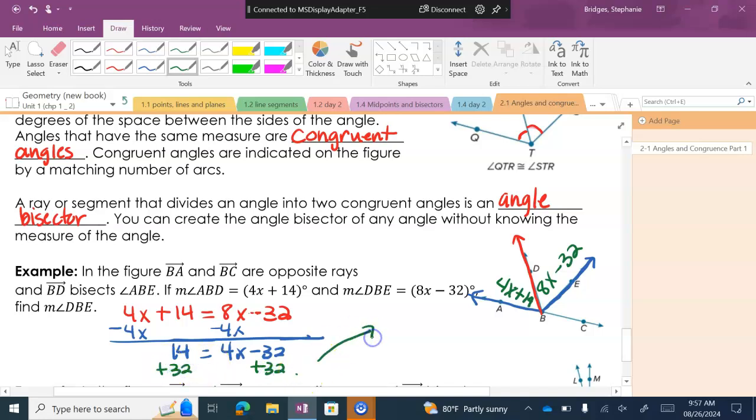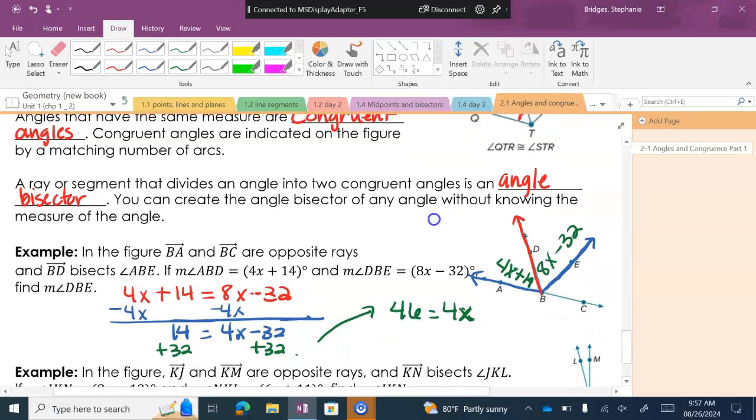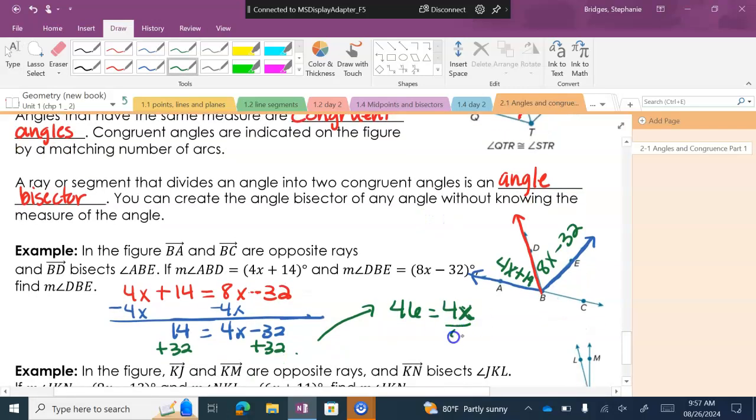I'm going to come up over here. What is that? 46 equals 4x? Is that what y'all got? And I'll do it for you since it doesn't go in evenly. If I divide both sides by 4, x is going to equal 11.5.